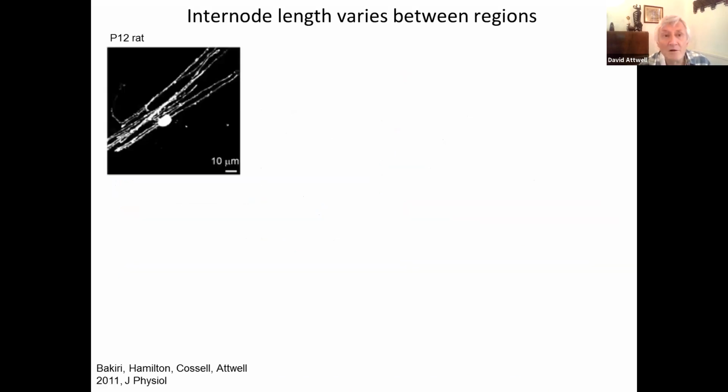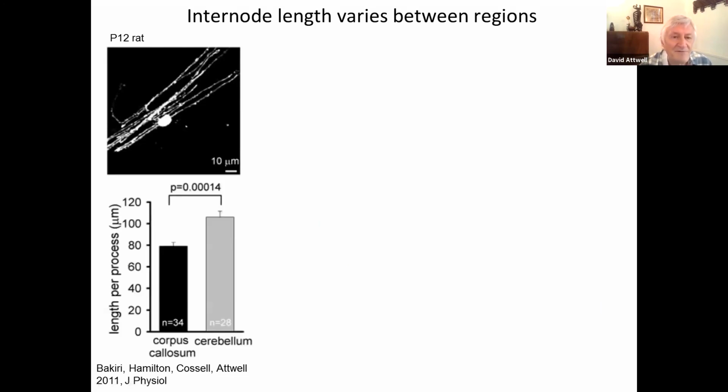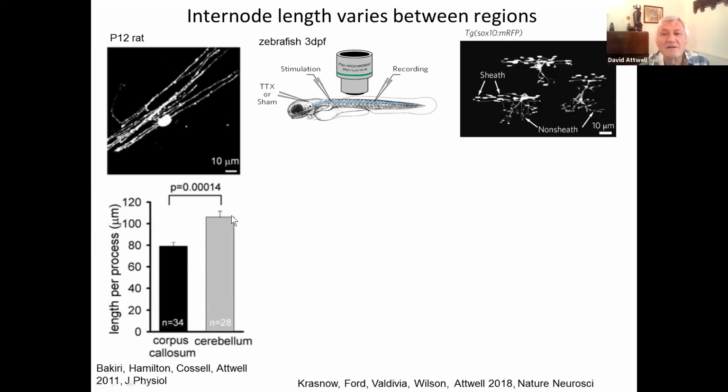What about the internode length? If you patch clamp oligodendrocytes, the cells that make myelin, and fill them with dye, then you find here at P12, but also in older animals where the internode has finished growing, that there are differences in internode length between different brain regions. This is the corpus callosum, this is the cerebellum. And we think this reflects the development of the internode.